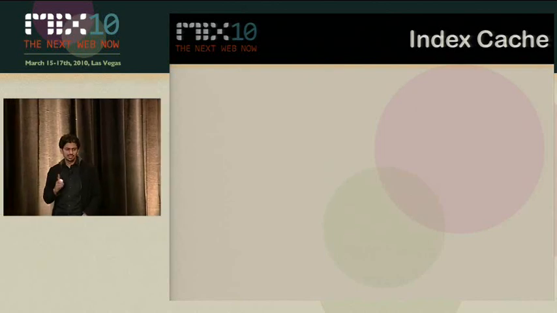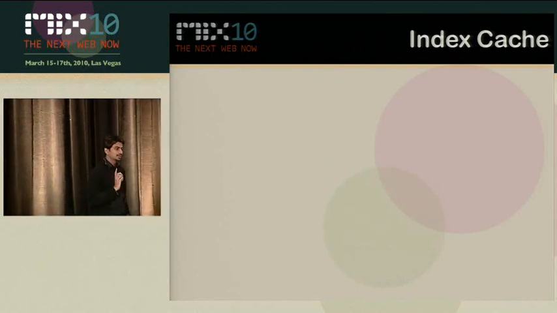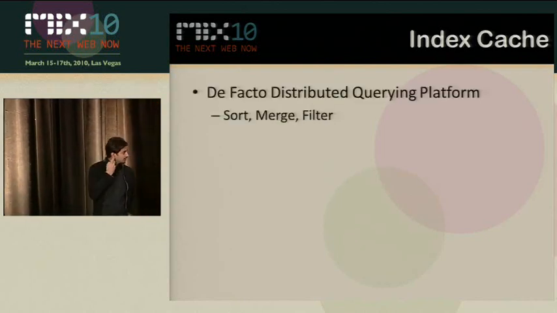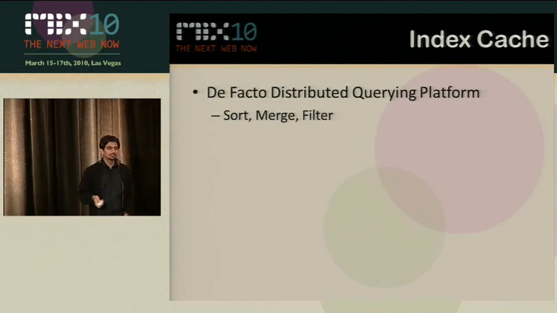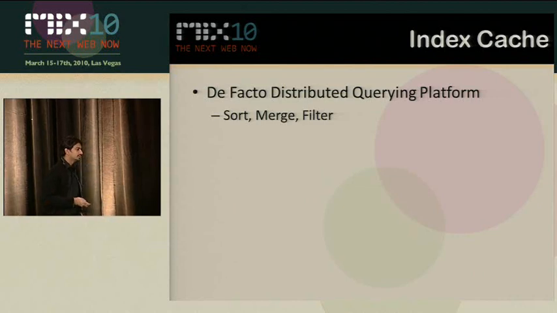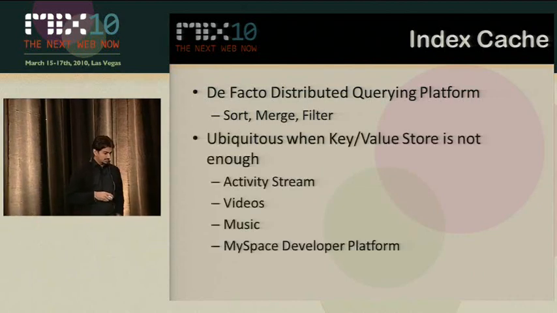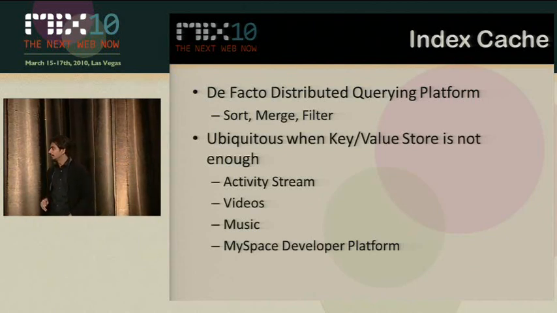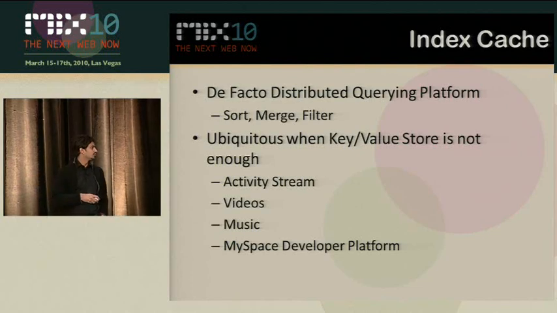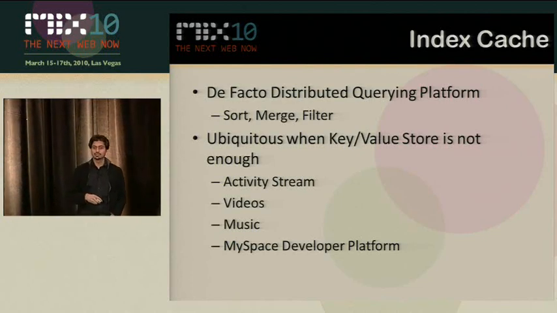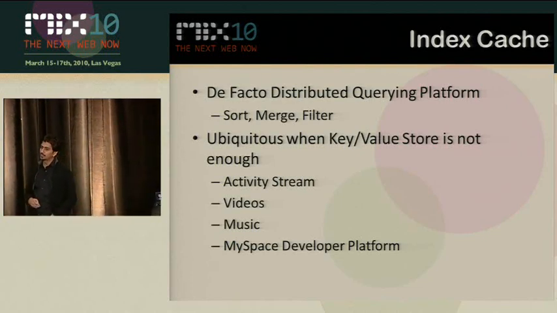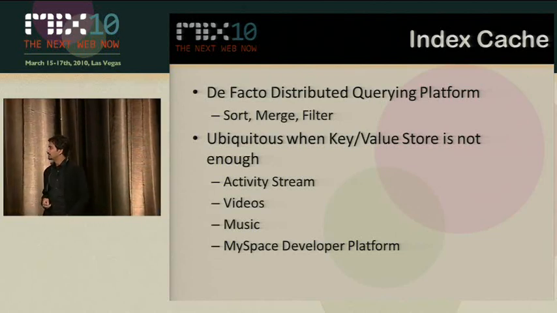And just a quick word about index cache, the system that powers the activity stream. It's really our de facto distributed querying platform. When we need to filter, merge, and sort things, we use index cache. And it's essentially ubiquitous at MySpace whenever a key value store is not enough, right? It's in the activity stream, it's in our videos verticals, it's in our music verticals, it's in our open social or MySpace developer platform verticals. It's in a lot of places.